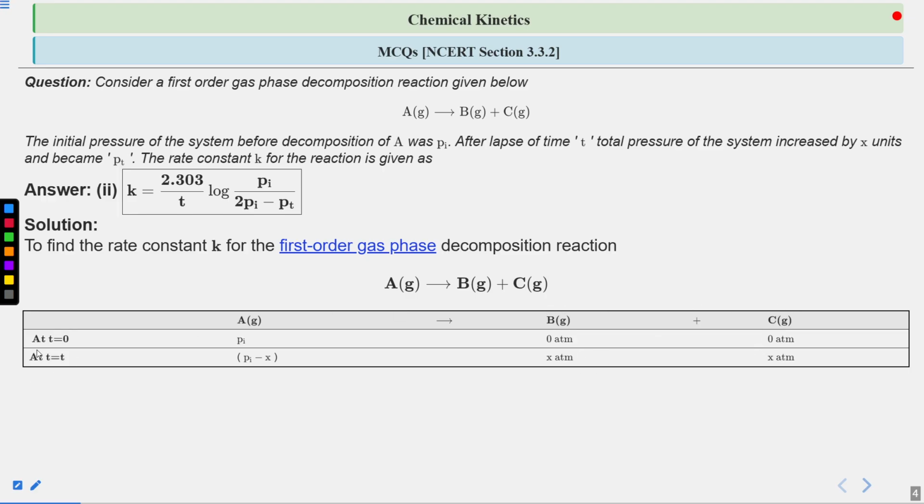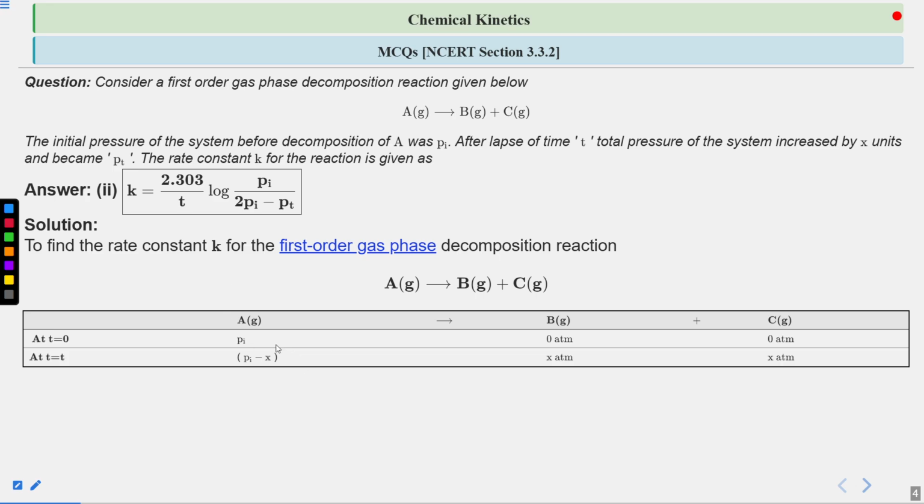Now, after the time lapse of T, so at time equals T, the pressure of the A reactant becomes Pi minus X. So some amount of the pressure will decrease for the reactant, because the reactant is converting to the product, right? So some amount of itself is evolving into the products.